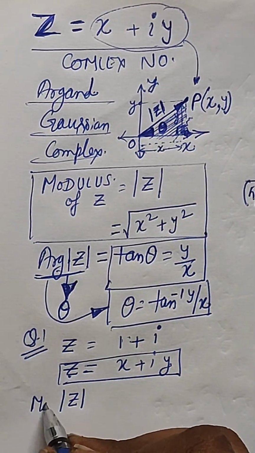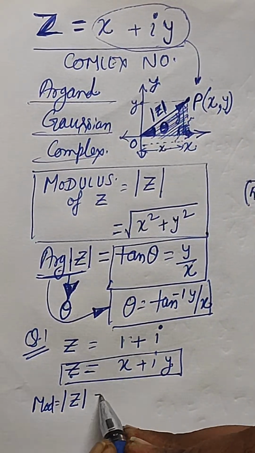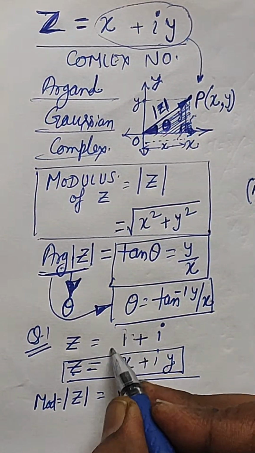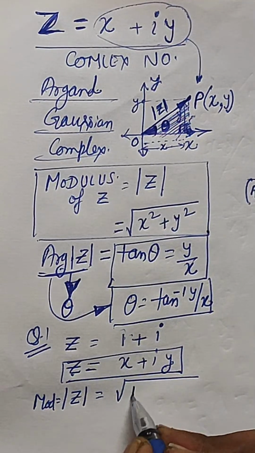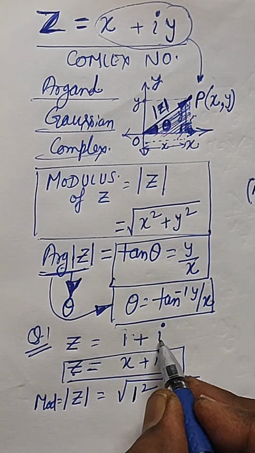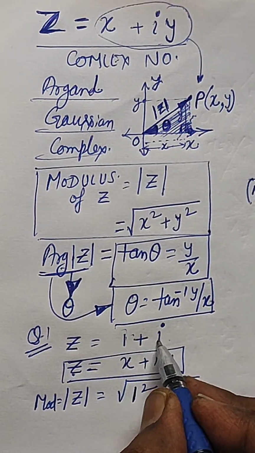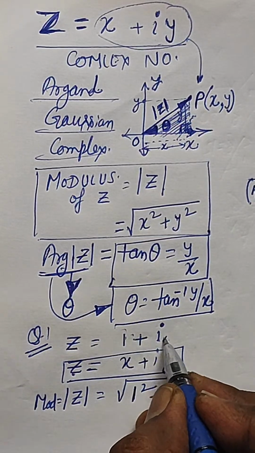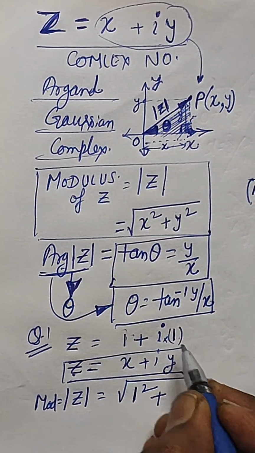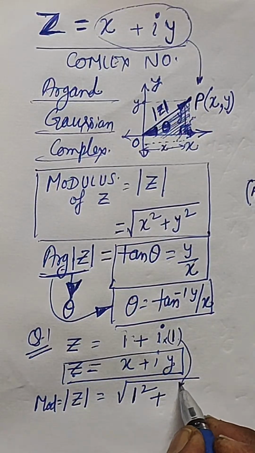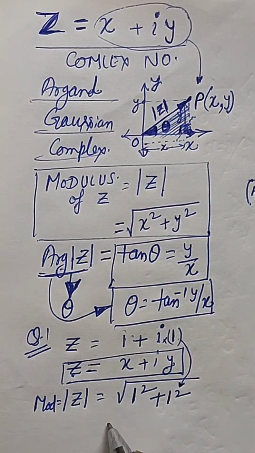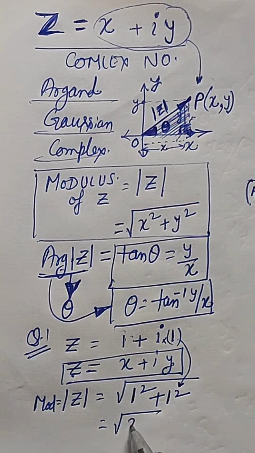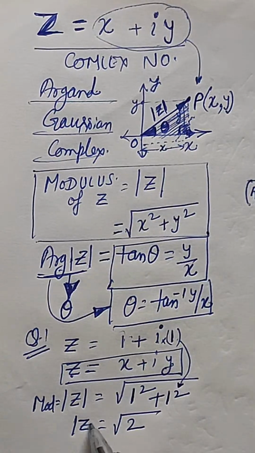This will be the modulus, mod z, which is equal to root over x square plus y square. What is the real part over here? The real part is 1, so it will be 1 square. And what is the coefficient of the imaginary part? If nothing is there, only i is there, then definitely 1 is present over here. So we can write it as i into 1, right? So this 1 will come in place of y, and this will be 1 square. So we can say that root over 1 square plus 1 square is root over 2. Root over 2 is the modulus of z.